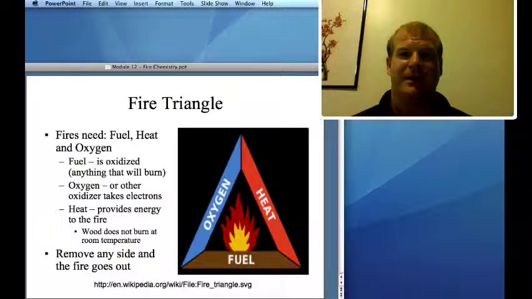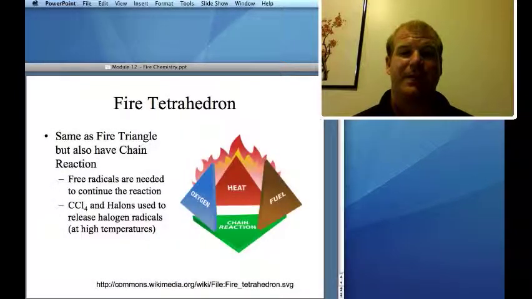So kind of like if you go camping, you have a campfire. One of the ways you can put out your fire is you throw water on the fire. How does that work? Well, the water takes away the heat, and then the fire goes out.